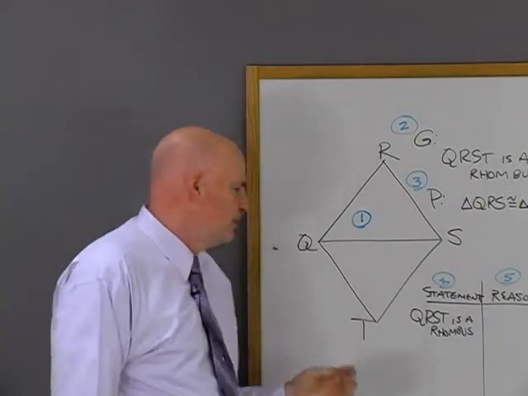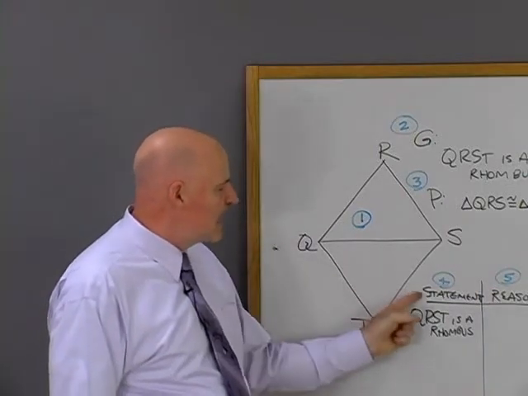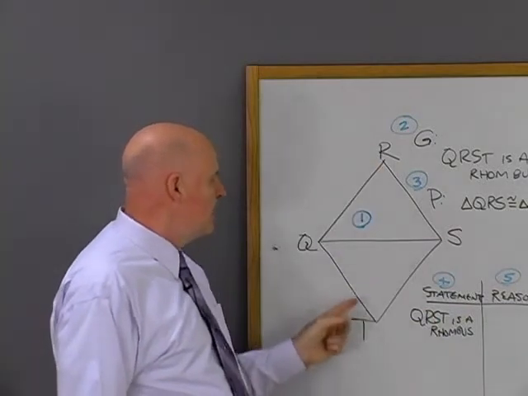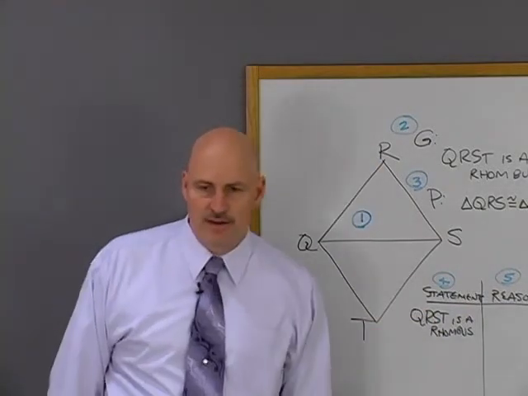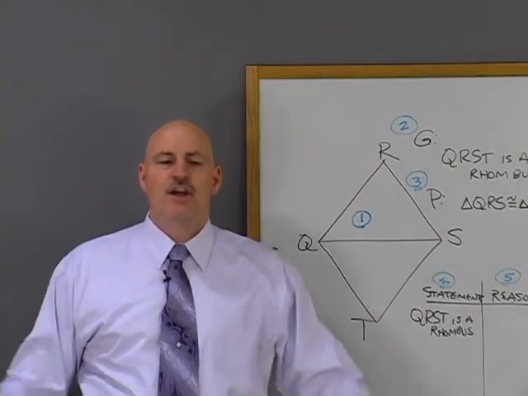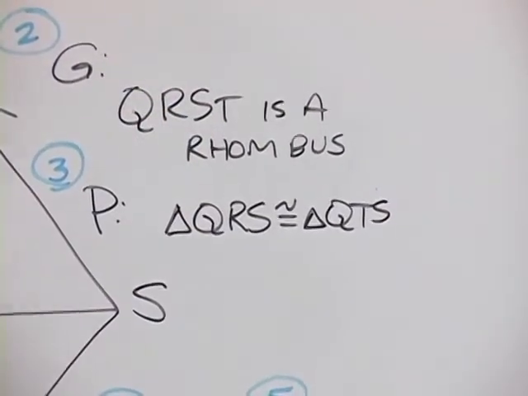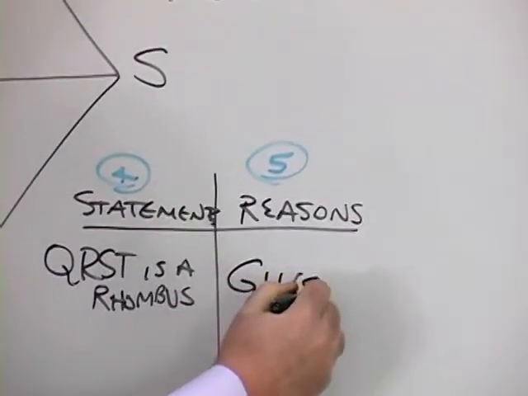So here's what we're going to do. We're going to start off with our statement. QRST is a rhombus. QRST is a rhombus. How do you know that? Because it's given. That's part of what was provided. So that's your reason. You just say, well, it was given.